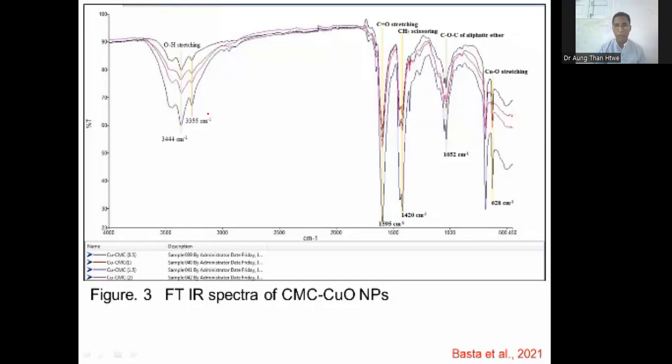The band at 1595 per centimeter is attributed to the C=O stretching vibration, and the absorption band at 1052 per centimeter appears from the stretching vibration of the cyclic ether groups. Additionally, the band at 628 per centimeter can be attributed to Cu-O stretching vibration of copper oxide nanoparticle. This research confirms that CMC-CuO could be synthesized.